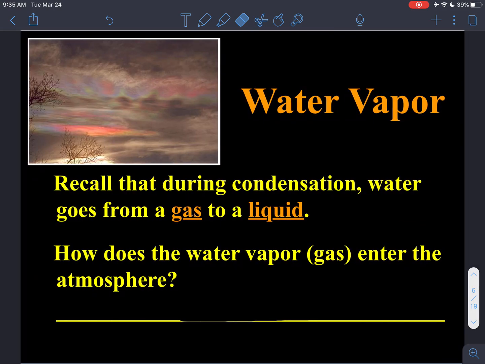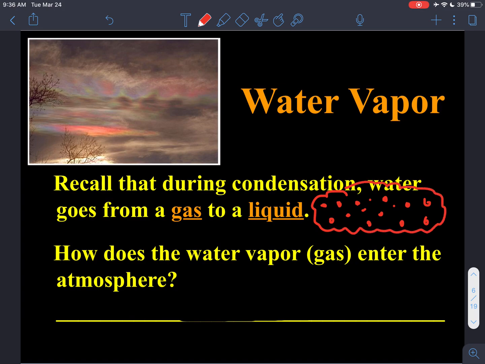So we just discussed this one before. So when condensation occurs, gas turns into a liquid. So if you think about little tiny water droplets, right, they're extremely small. They're all floating around in the air, and that's what makes up a cloud. Right, so that would be your cloud.